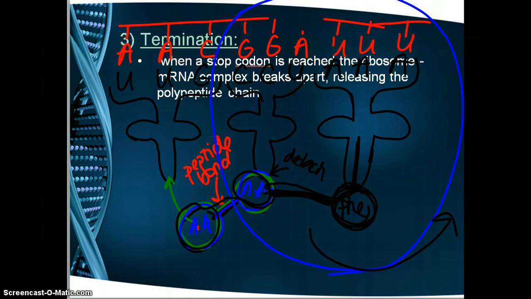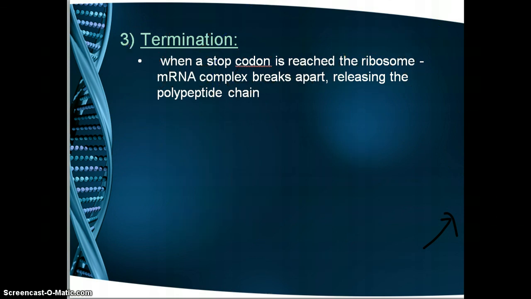Okay, I switched slide, but I need to erase this, so just give me a second here. There we go. So termination: when a stop codon is reached, so one of those 3 possible stop codons, the whole thing is basically just going to detach. So the ribosome opens up, the mRNA comes apart, the protein chain comes apart, and you are left with a long chain, which then can go through the folding process that proteins do in order to be used.